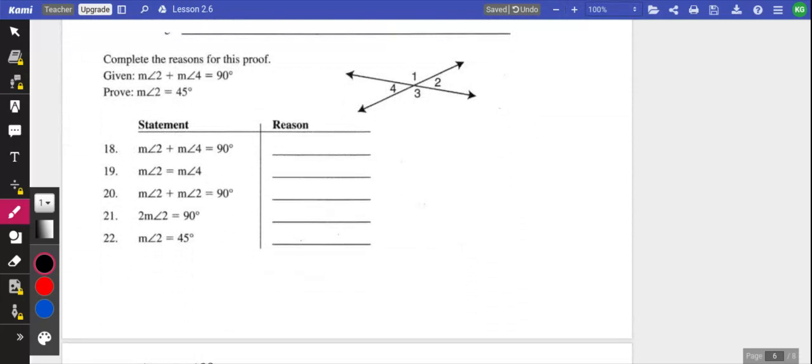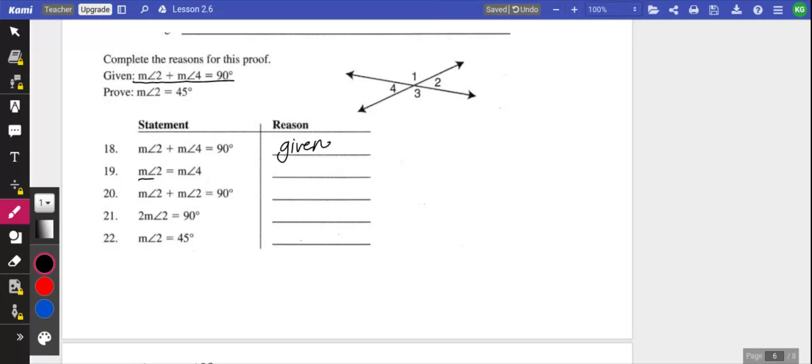Okay, here's another one where they give us a diagram for our proof. And this time they give us all of the statements, and then we just have to give all of the reasons. So right here it says that given measure of angle 1 plus measure of angle 4 is 90. That's given.